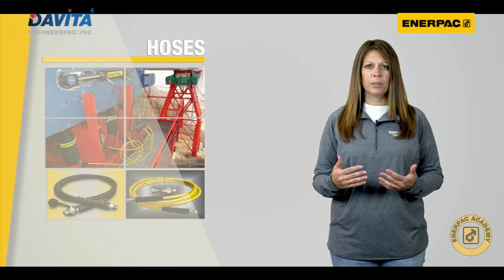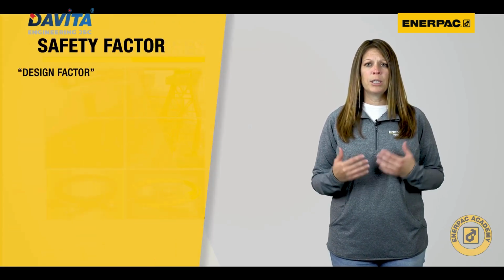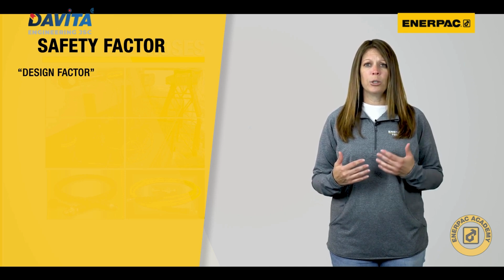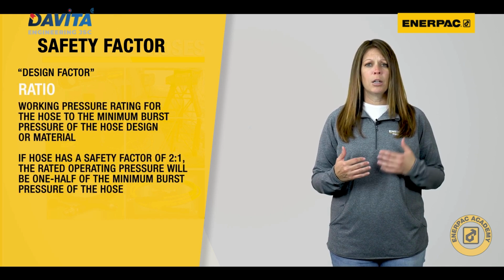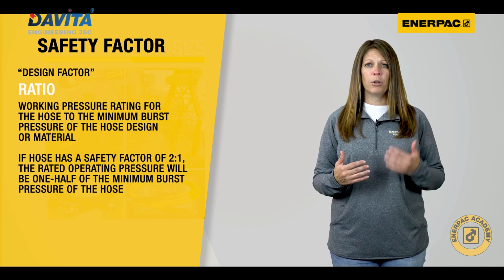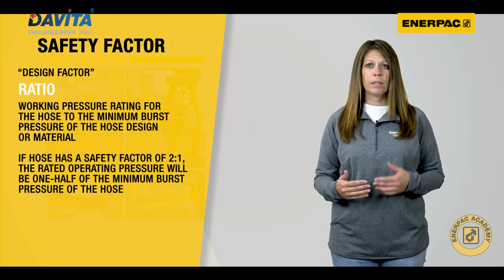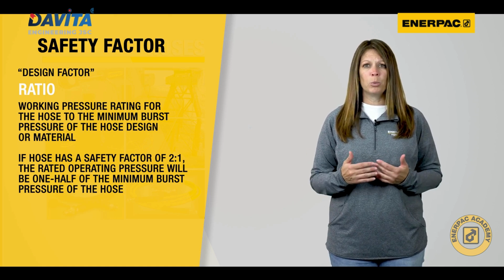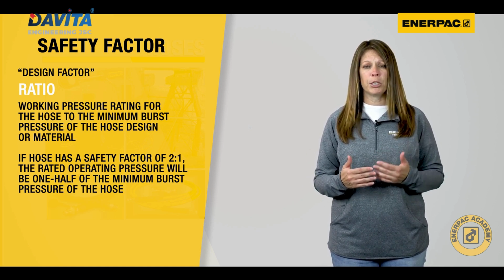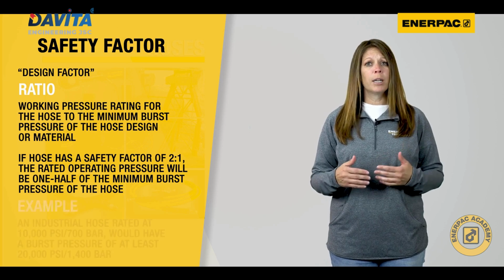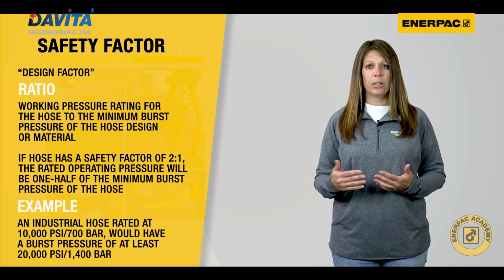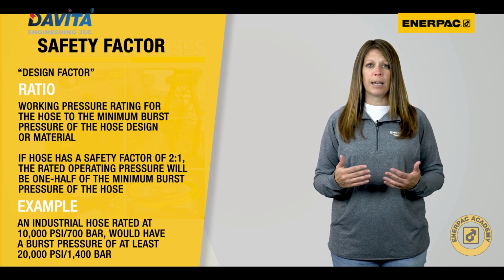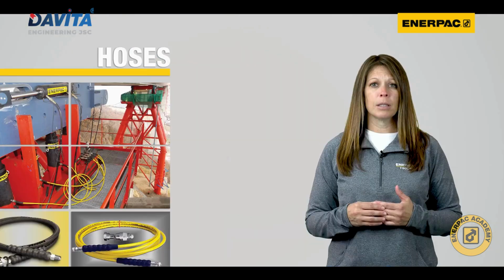Safety or design factor is another term used when specifying an industrial high-pressure hose. This value relates to the ratio of the working pressure rating for the hose to the minimum burst pressure of the hose design or material. If a hose has a safety factor of 2:1, the rated operating pressure will be 1/2 of the minimum burst pressure of the hose. So, an industrial hose rated at 10,000 psi or 700 bar would have a burst pressure of at least 20,000 psi or 1,400 bar.